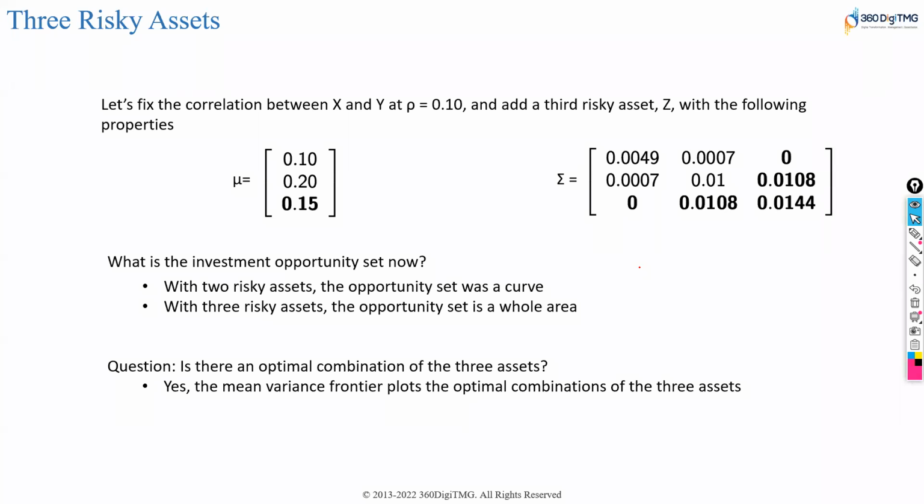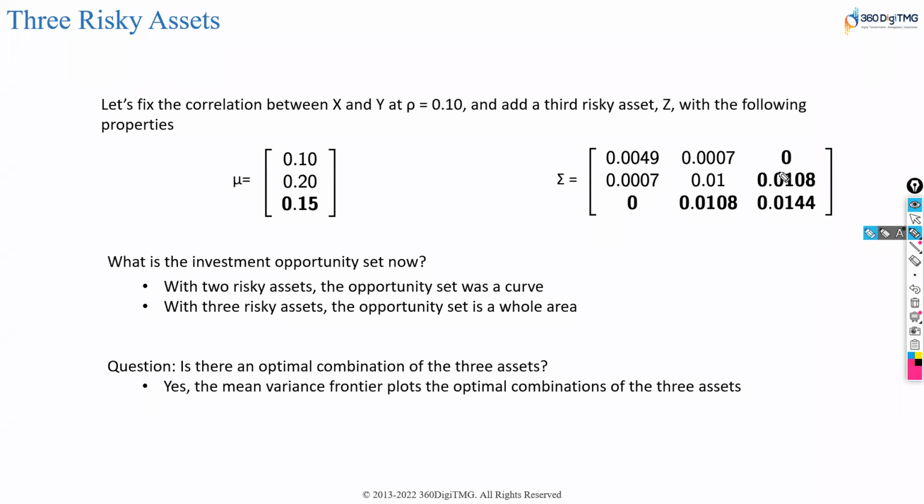If you have three risky assets, then assume that you have X, Y, and Z. X has an expected return of 10%. Y has an expected return of 20%. Z has an expected return of 15%.